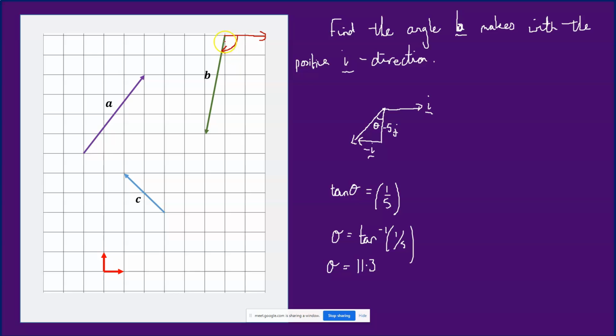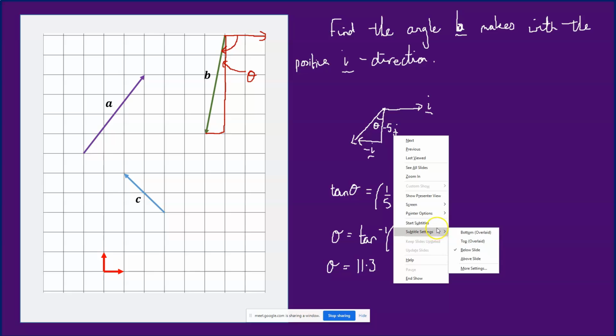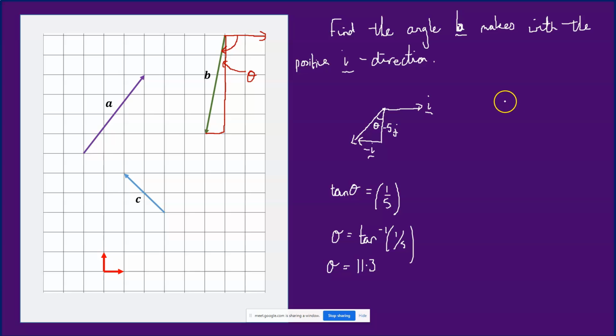Now you'll notice that this one here is made up of this right angle plus that tiny little angle at the top. So what I've done is I've worked out this little angle here, theta, and I've got that as 11.3 degrees. And the only thing I need to do now, in terms of writing down the angle, is just to add 90 on. So the angle, and this is the clockwise angle, is going to be 101.3.